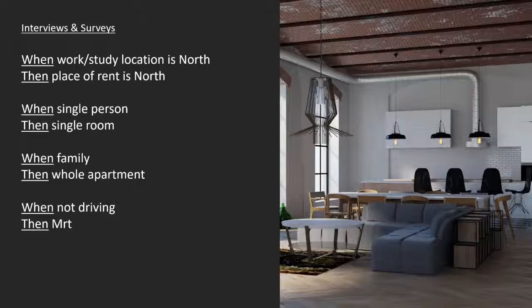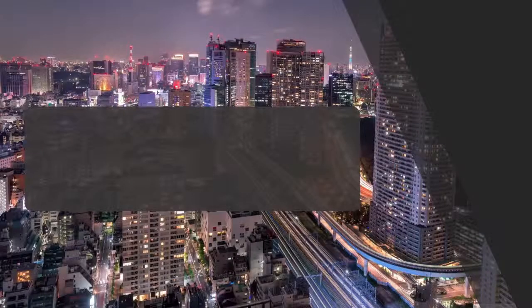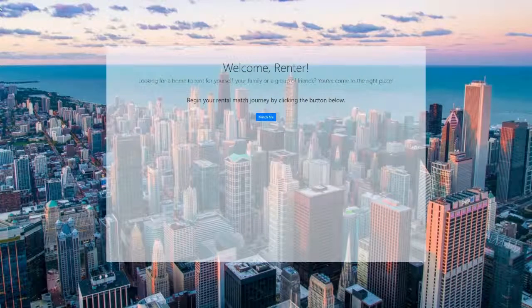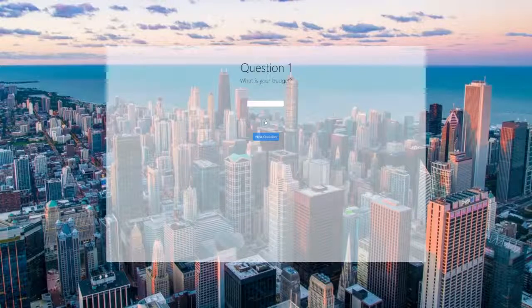So with these basic rules, we can proceed to start creating our system. And I will give a simple use case demo. So for this use case demo, we'll be looking at a person who's working here in Singapore. He's working at the Apple office, which is located in the North Zone, and he is here alone. So for the budget, we will put $1,000. Purpose of stay, work. The postal code of our workplace is the Apple office postal code.